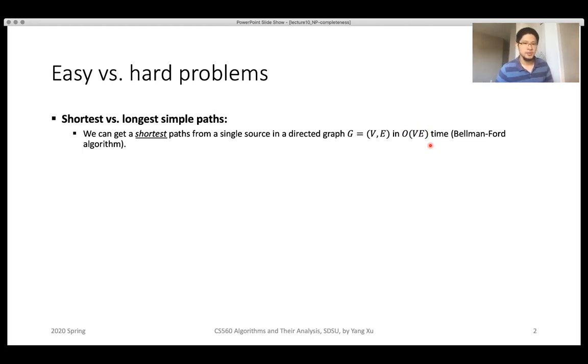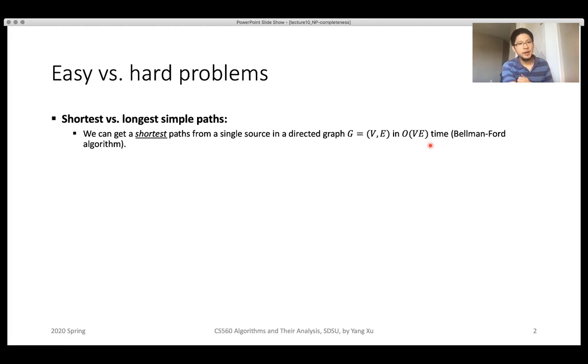And generally speaking, this is a quite satisfactory solution, because given a graph that has V vertices and E edges, it is guaranteed that within V times E time steps, we are able to have the shortest path from a single source to all the other vertices. So we can think of it as a pretty easy problem to solve.